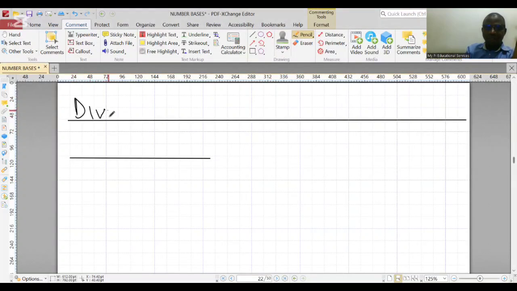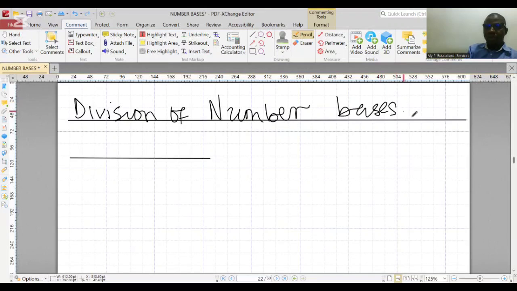So we have division of number bases. We have two methods of dividing numbers. The first method is long division, and the second method is the conversion method. Since our objective is to divide numbers, we're going to use the conversion method. So let's take a look at one or two examples.